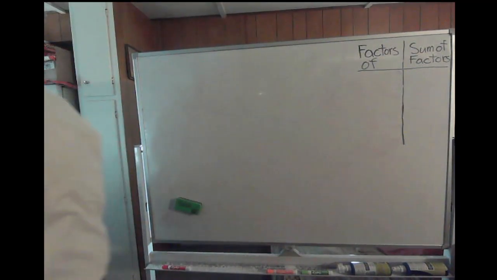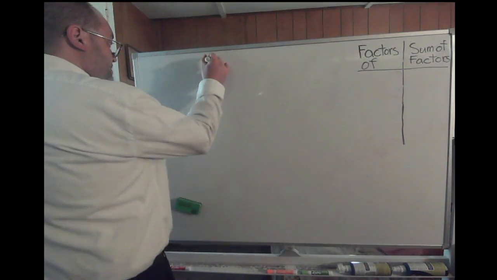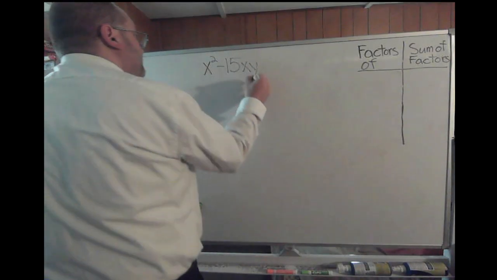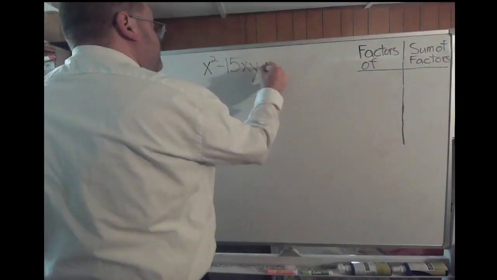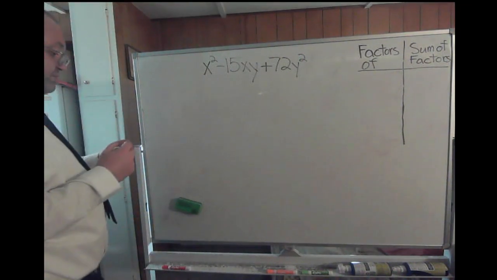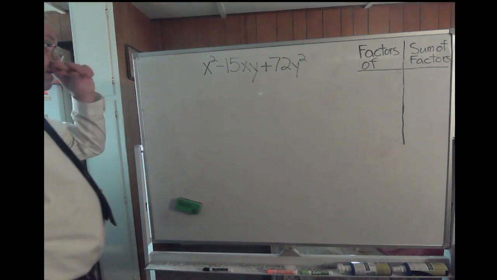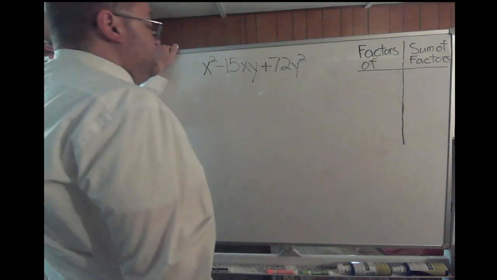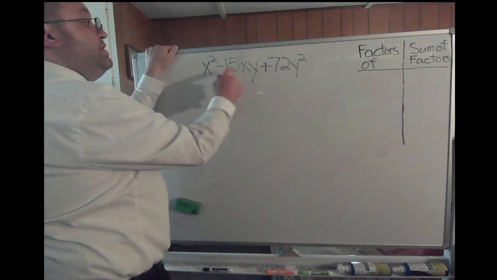What's next here? We got x squared minus 15xy plus 72y squared. Alright, so we got x squared minus 15xy plus 72y squared. Well, the coefficient on the x squared is 1, so that makes your life easy. Now you need to find, of course, the factors of 72 that when added together give you negative 15.